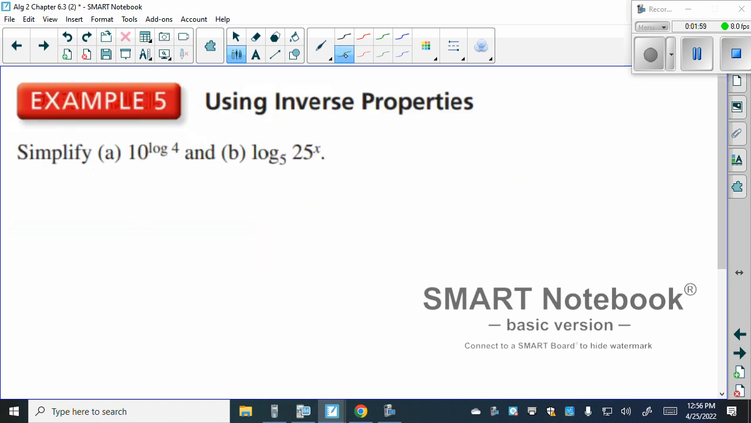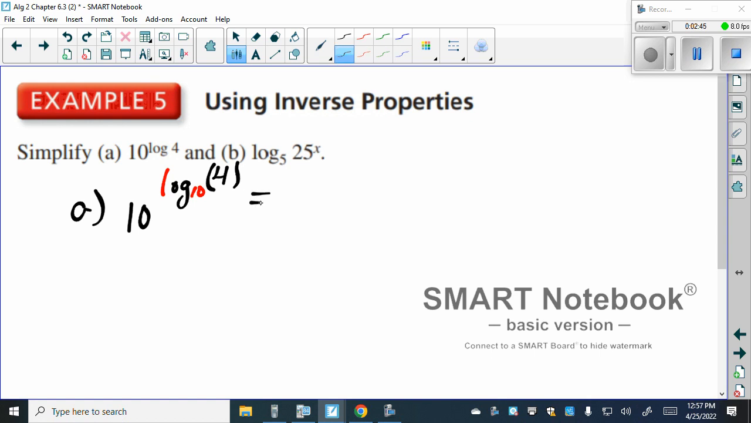And it works the other way too. So here we have 10 to the log of 4. Now, anytime the base is not written with logarithms, it's understood to be 10. So log of 4 is the same as log base 10 of 4. So log base 10 of x is the same as log of x. It's the same with the natural log, log base e of x is the same as ln of x. For logarithms, if the base is 10, we don't have to write it in. With natural logs, if the base is e, we don't have to write it in.